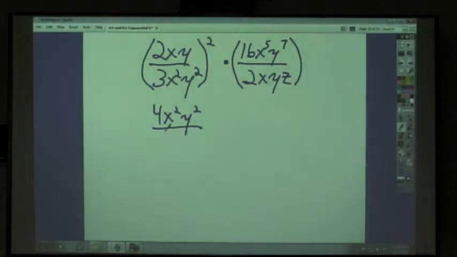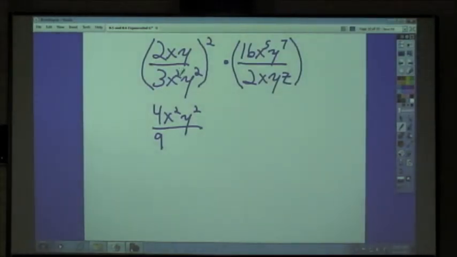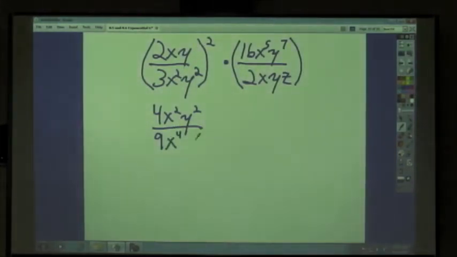On the bottom, it gets a little trickier because 3 squared, that's pretty easy, that's 9. X squared already has an exponent though. So when you have an exponent raised to another exponent, you multiply them. So what's 2 times 2? It's x to the 4th. 2 times 2, y to the 4th.